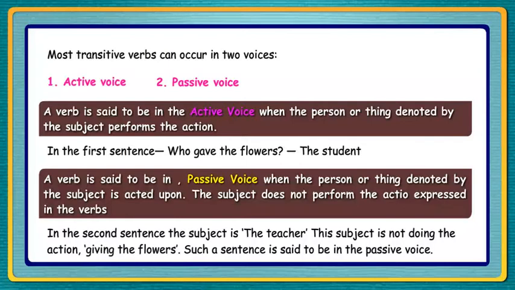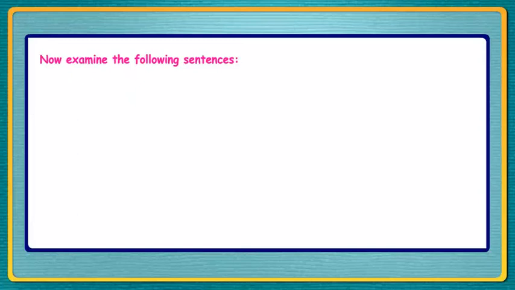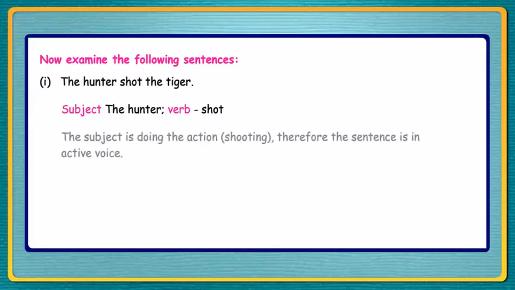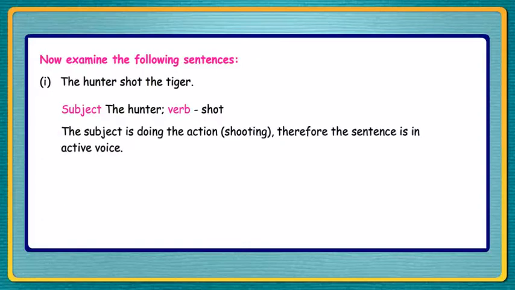In the second sentence, the subject is the teacher. This subject is not doing the action, giving the flowers. Such a sentence is said to be in the passive voice. Now examine the following sentences. The hunter shot the tiger. Subject, the hunter. Verb, shot. The subject is doing the action, shooting. Therefore, the sentence is in active voice.